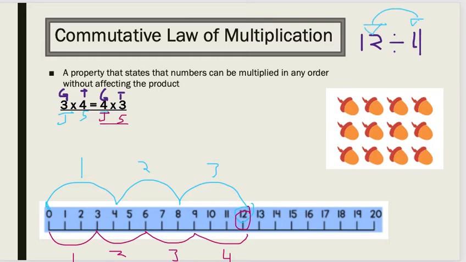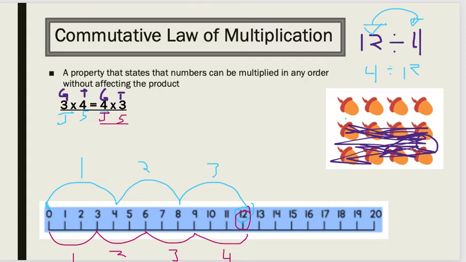I can't switch these, and it doesn't make any mathematical sense. Because 4 divided by 12. So let's say, for a moment, all I have is 4 acorns. Okay, so I'm just going to cancel these out. Ignore this. I have 4 acorns, and I want you to break them into groups of 12.